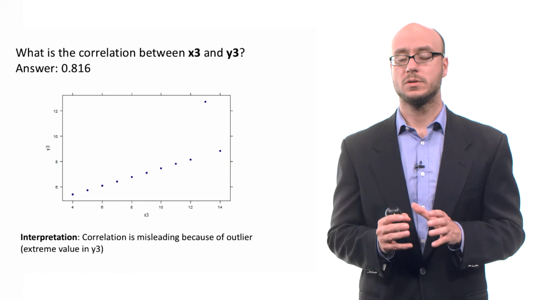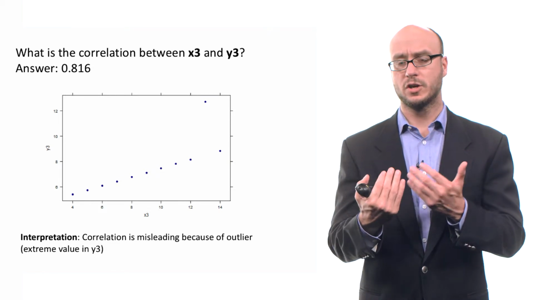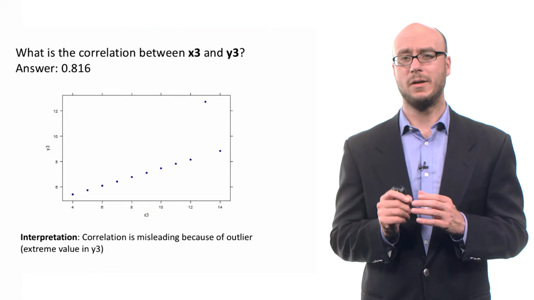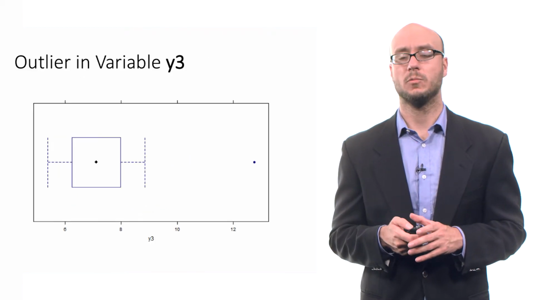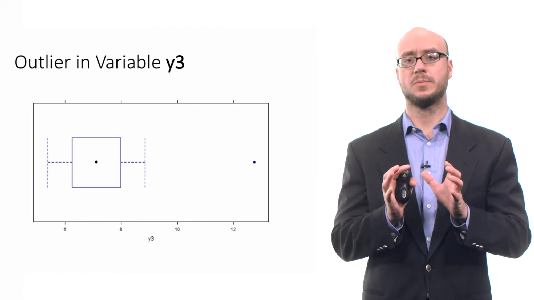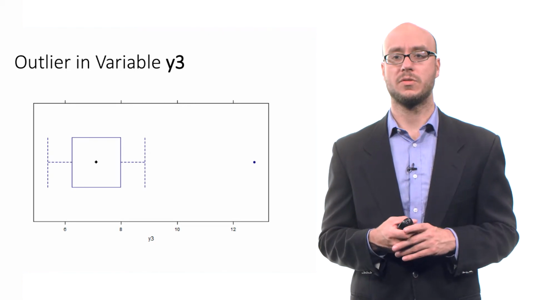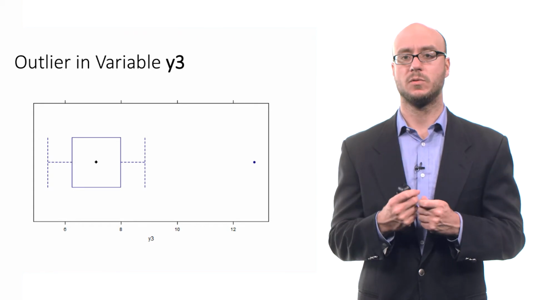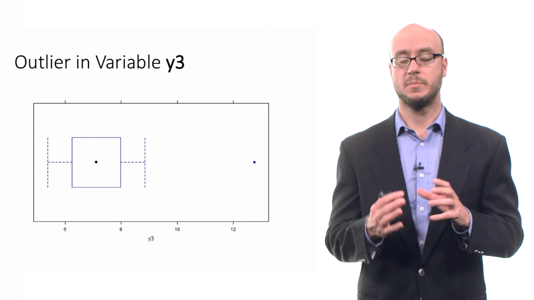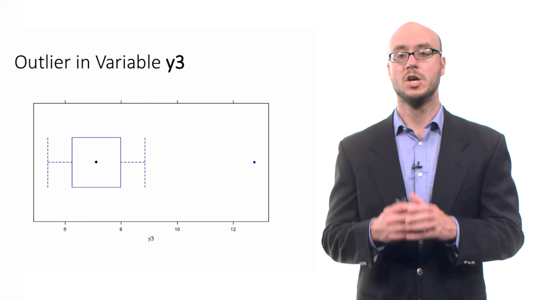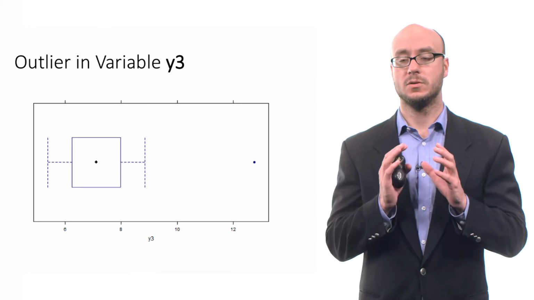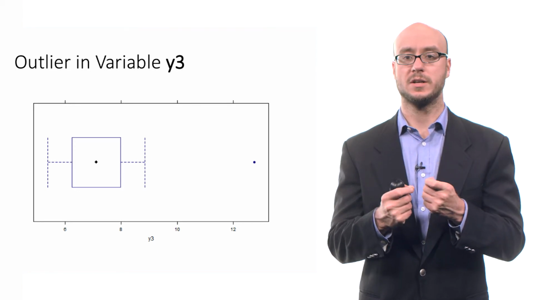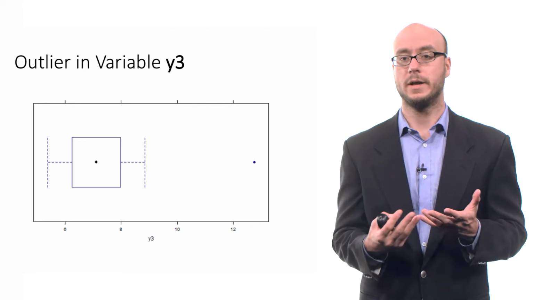Well, that's true, but there's that one outlier, and if you look at the rest of the data, that correlation coefficient, if you just remove that outlier, would be much smaller than 0.816. Here's a box plot for our variable y3. If you recall, a box plot is very useful for finding outliers because it is constructed based on quartiles. Right? And when we use quartiles, they're resistant to outliers.